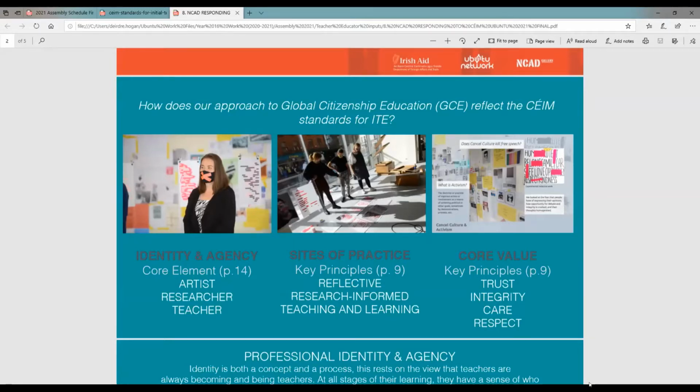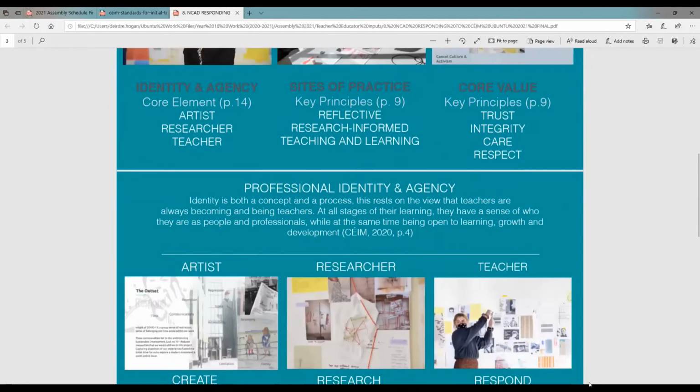And then secondly, the CAME document states that providing a site for learning to enable reflective research-informed practice is a key principle of initial teacher education programmes. So I'm going to speak just briefly about the School of Education and the gallery, and then also the classroom as a reflective pedagogical space that nurtures innovative research-informed practice. And then thirdly, Tony and I focused on the core values that underpin the Code of Professional Conduct for teachers, and then how these values also underpin a global citizenship education classroom. So can I move on to the next slide there, Deirdre?